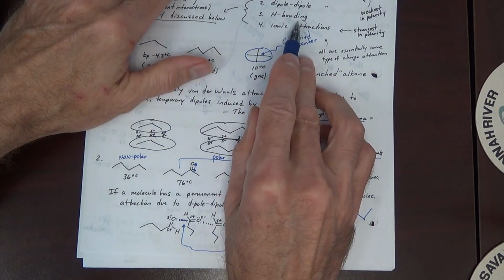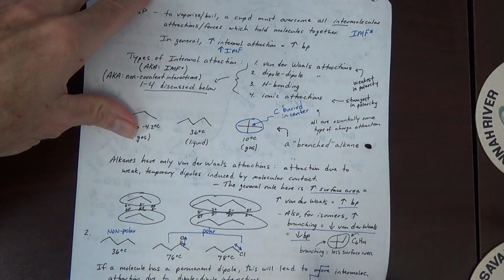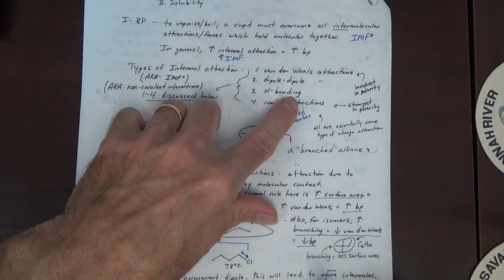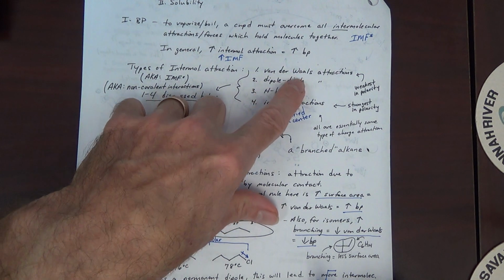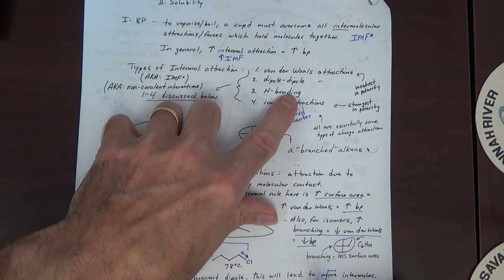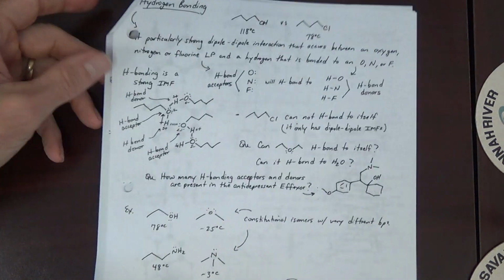Next, hydrogen bonding. Now, hydrogen bonding is actually just a specific type of dipole-dipole, but it's particularly strong. It's stronger. It gets its own name.